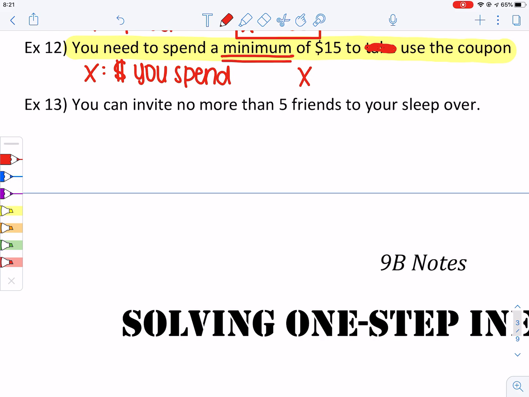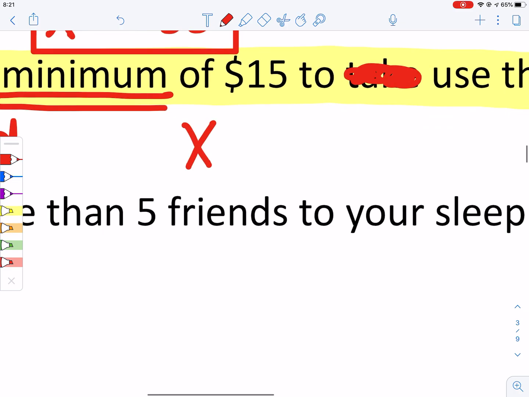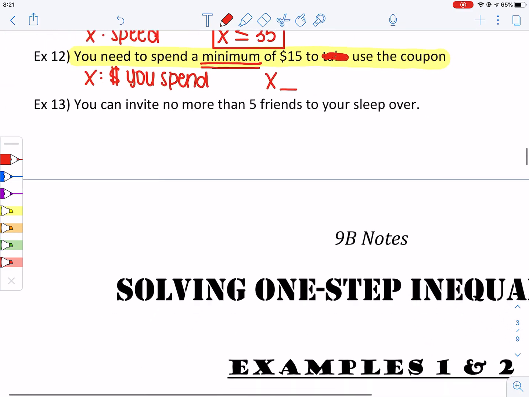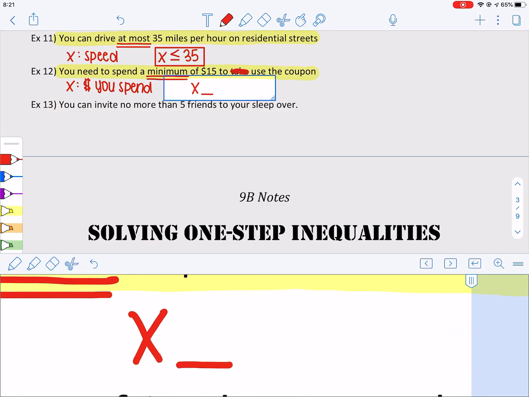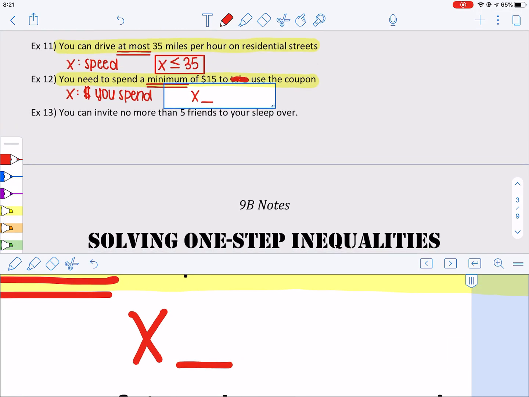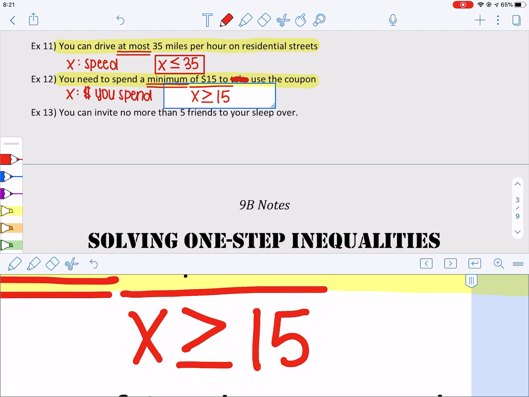So if it's a minimum of $15, could you spend $15? Yes, that's the smallest amount you can spend. Could you spend more than $15? Yes, so if you could spend equal to $15, let's put an equal to sign. Could you spend more than $15 and still be able to use your coupon? Yeah. Could you spend less than $15 and still be able to use that coupon? No, if you spend $13 or $10, you won't be able to use the coupon. So in order to use that coupon, you have to spend greater than or equal to $15.